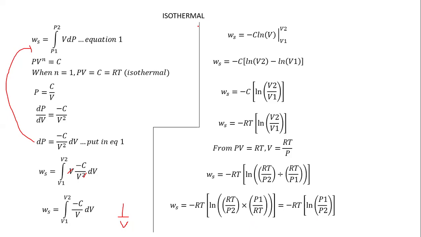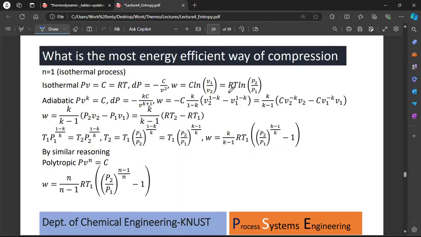So if we check the slide, realize that that's the expression we ended with for work done in an isothermal process. We ended with RT ln P2 over P1. Is that okay?